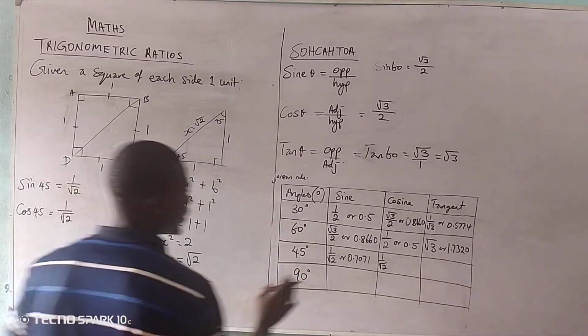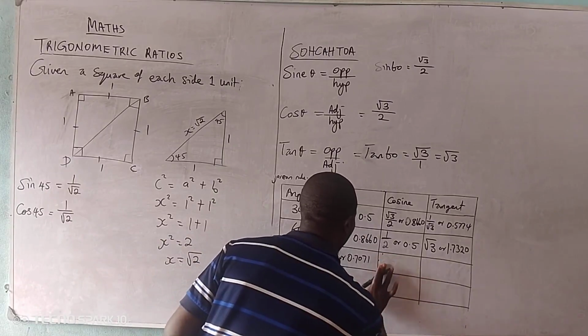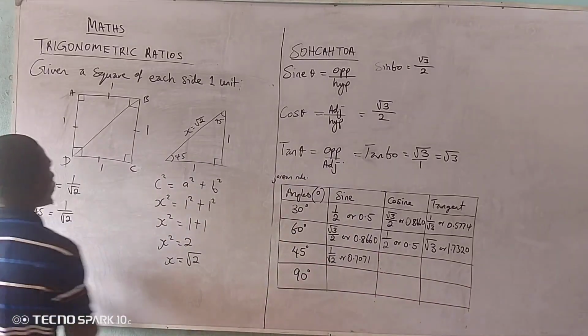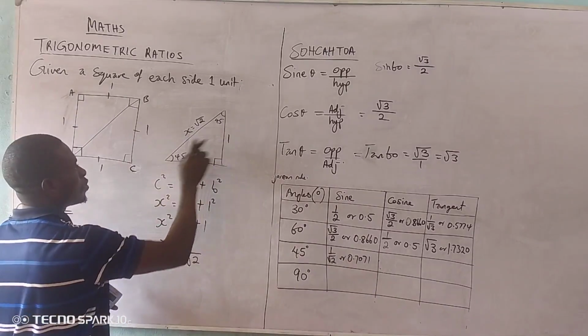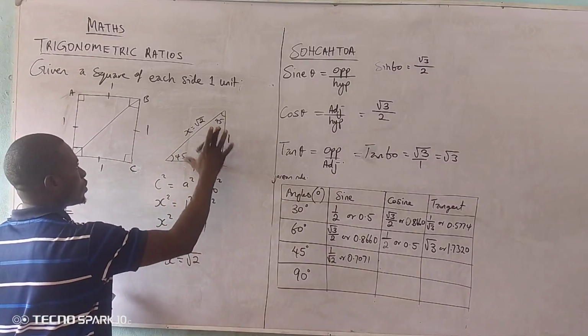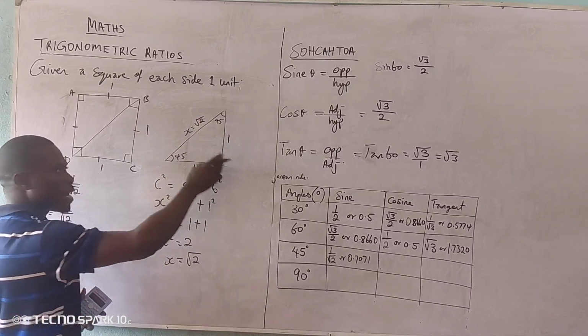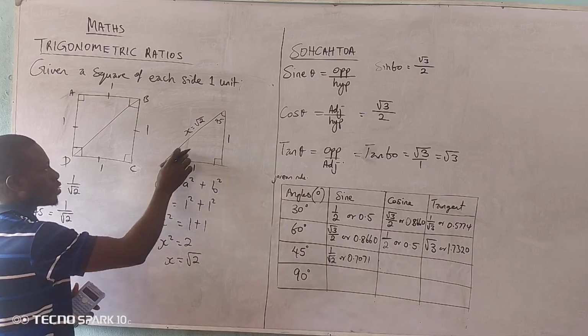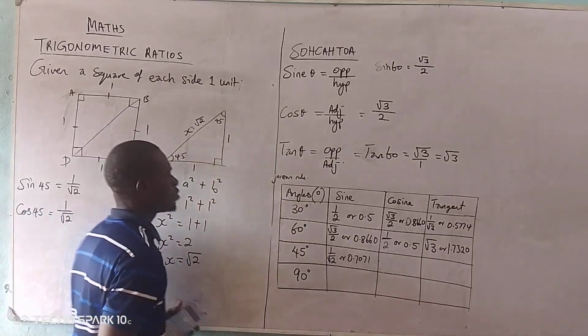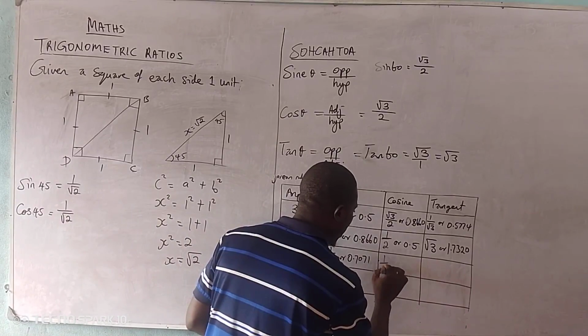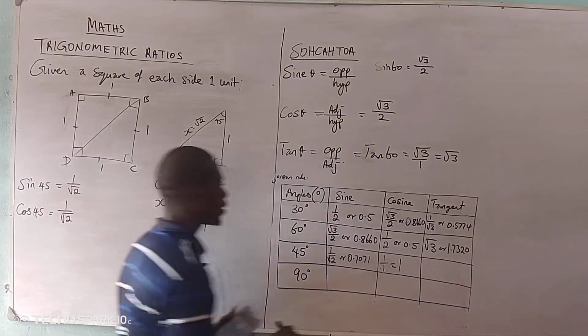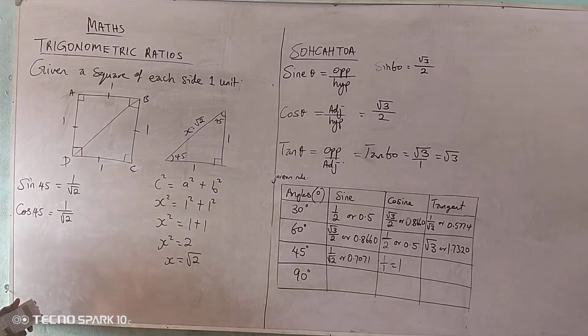Sorry, I mean opposite over adjacent, not opposite over hypotenuse. These two are opposite, 45 is there, 45 is there. Opposite over adjacent, and this is also adjacent, because 45 is on top of the line. So tan 45 is 1 over 1, which is equal to 1.